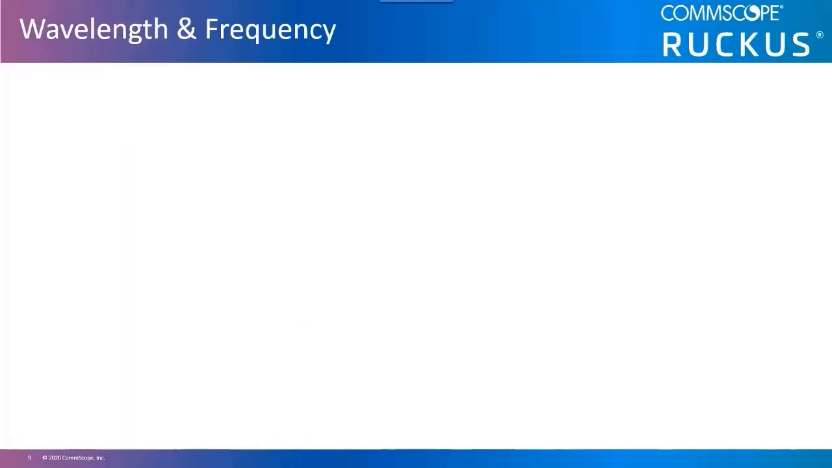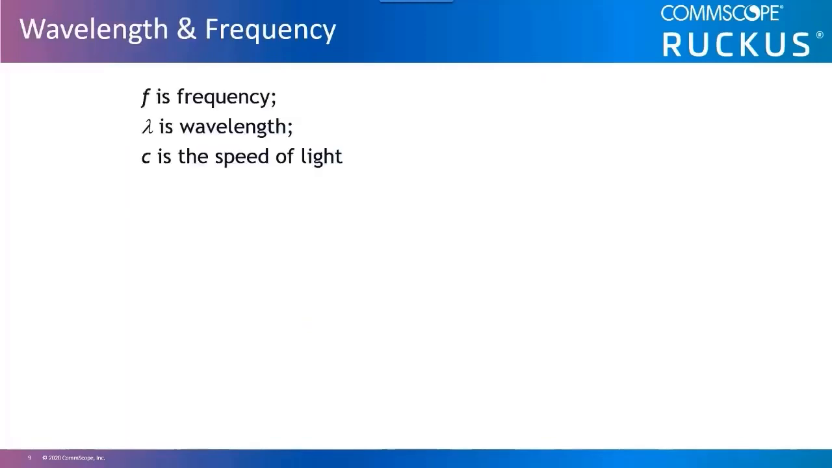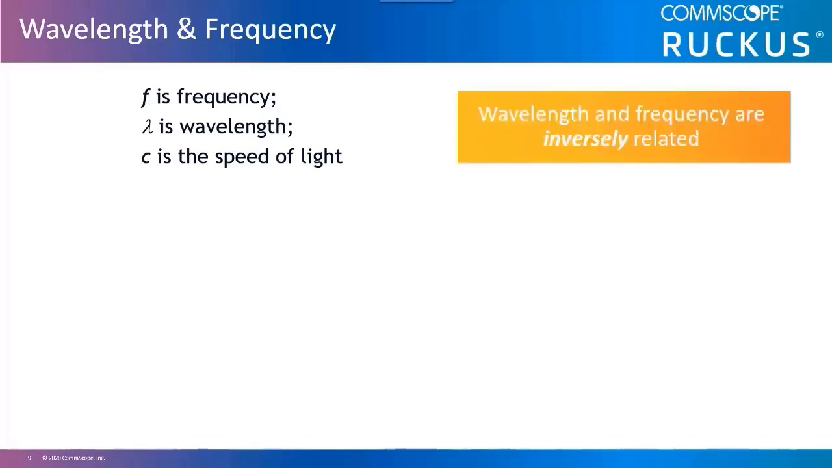In the wavelength and frequency calculations, the constant c is the speed of light, roughly 300,000 kilometers per second. When the frequency changes, the wavelength changes. When the wavelength changes, the frequency changes. This is because the wave is moving or traveling at the speed of light. Wavelength and frequency are inversely related.